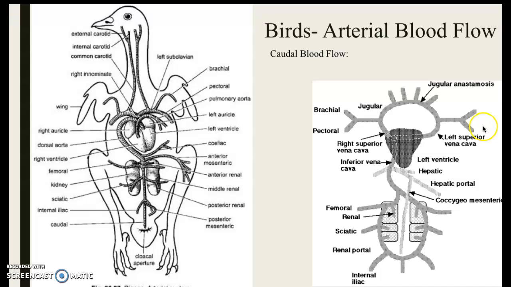into the posterior mesenteric, internal iliac, and caudal arteries. The posterior mesenteric arteries supply blood to the large intestine. The internal iliac supplies blood to the reproductive organs and pelvis, and the caudal artery carries blood to the tail and the most caudal aspects of the body, even past the cloacal aperture.